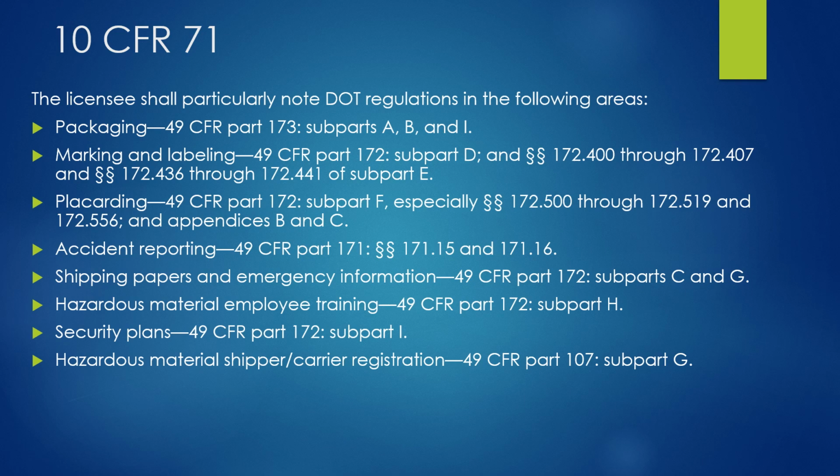Don't do that. Licensees shall particularly note DOT regulations in the following areas: packaging, marking and labeling, placarding, accident reporting, shipping papers and emergency information, hazardous material training for personnel, security plans, and then shipper and carrier registration. Those are all found in 49 CFR, various parts, 171 to 173 for the most part. And 10 CFR 71 refers to that.